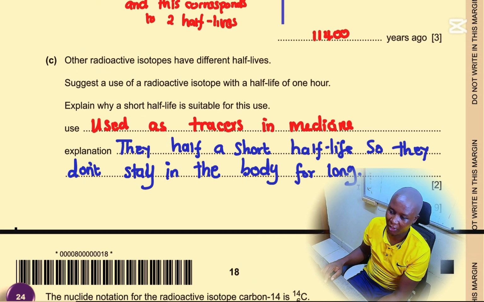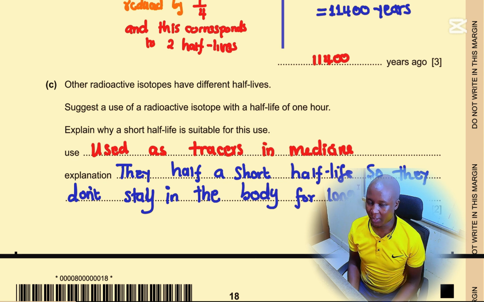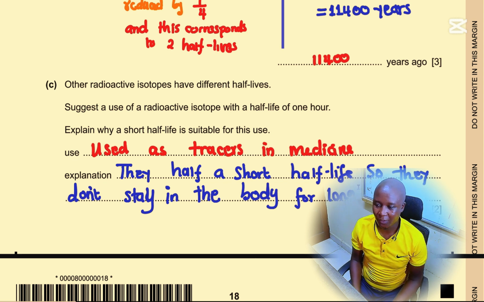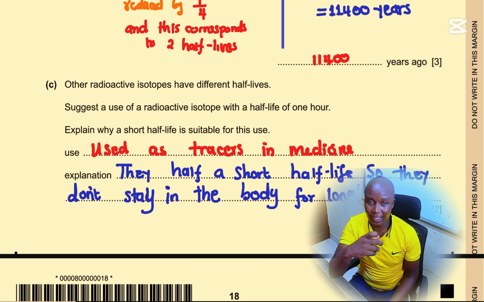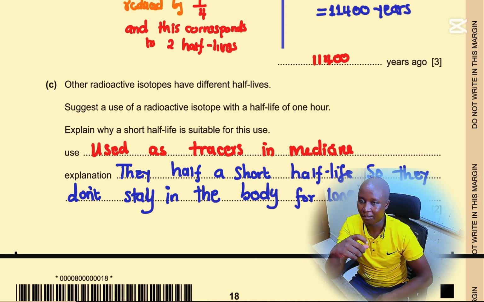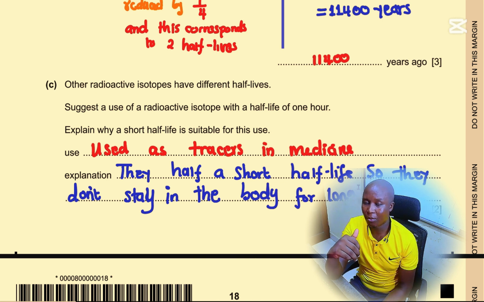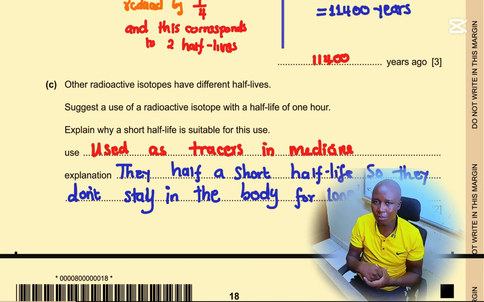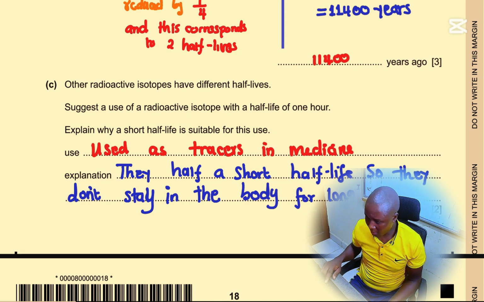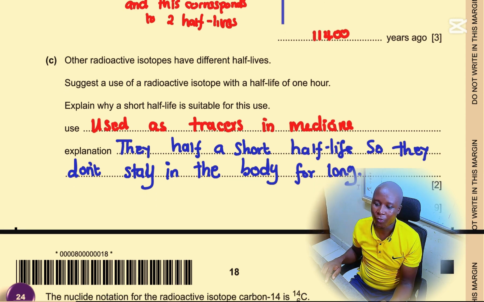Explain why the short half-life is suitable for this use. Radioactive substances or isotopes are used for different purposes: diagnosis and treatment of some ailments. We have what we call radioactive tracers. Radioactive tracers must have a short half-life. If they have a short half-life, it means they can disappear from the body, or their effect can decrease within a short period of time. So when they have a short half-life, they can be used as tracers in medicine, and they don't stay in the body for long.